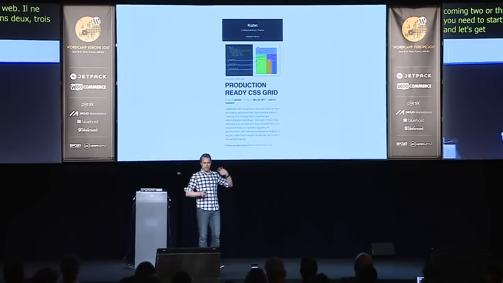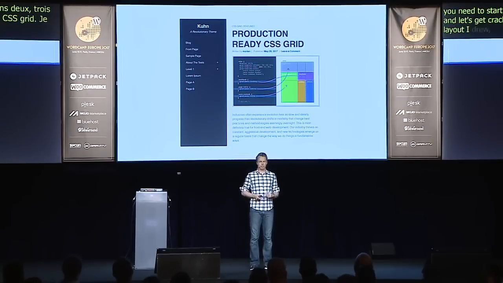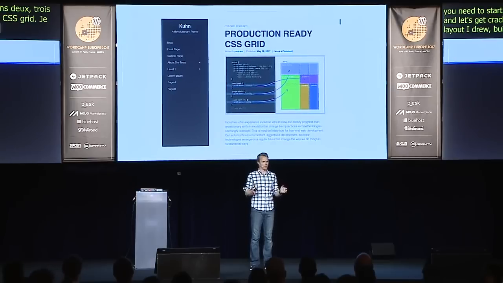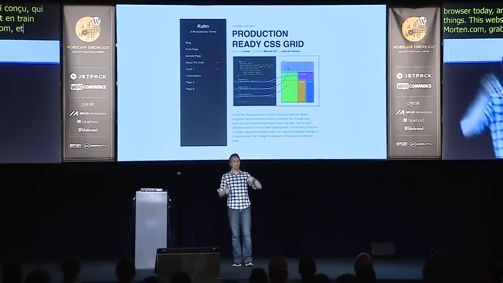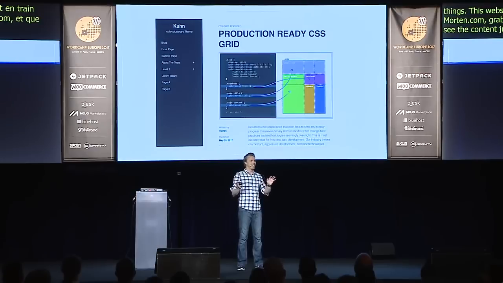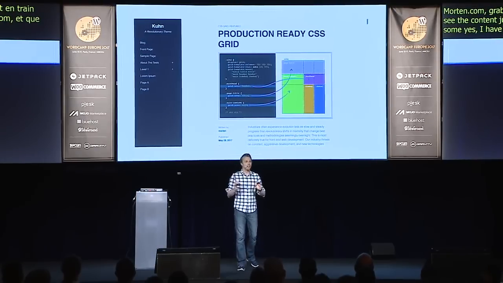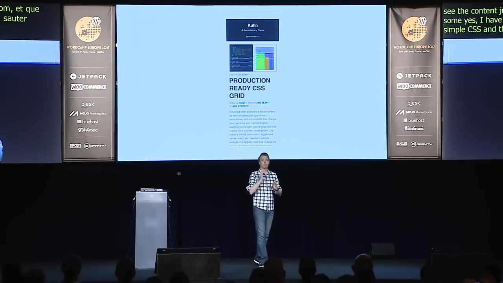So just to prove to you that I'm not making things up, this is the layout I drew, built purely in HTML and CSS and WordPress, running in a browser today. And all the stuff that you saw is happening, plus a bunch of other things. This website you're seeing here is my website. So if you go to morten.com, grab the side of your browser and start doing this, you'll actually see the content jumping around on the page. And your brain will say, there's some JavaScript happening here, or this might be Bootstrap. It's not. It's just pure, simple CSS. And in fact, the HTML behind it is cleaner than any HTML you'll ever see from WordPress before this point.